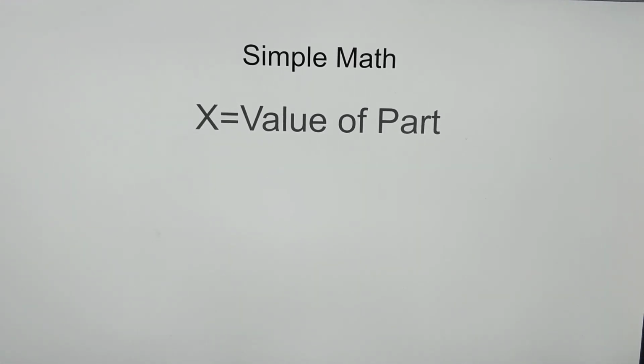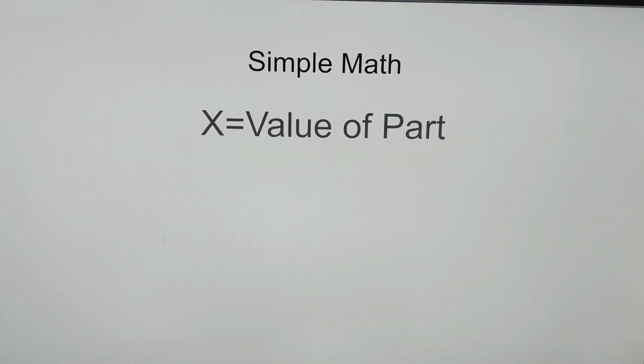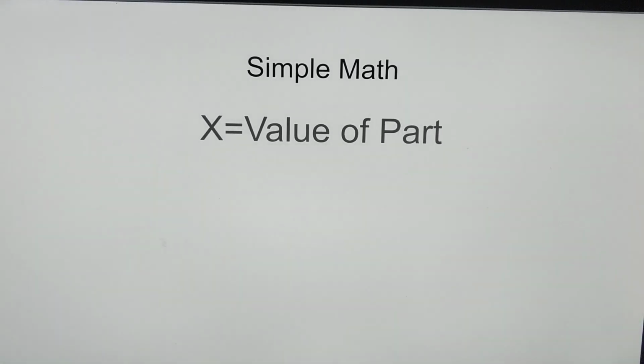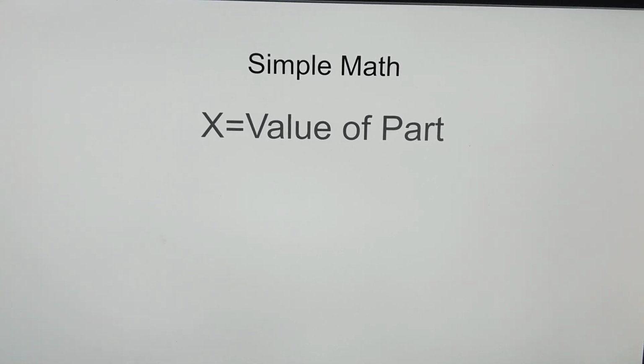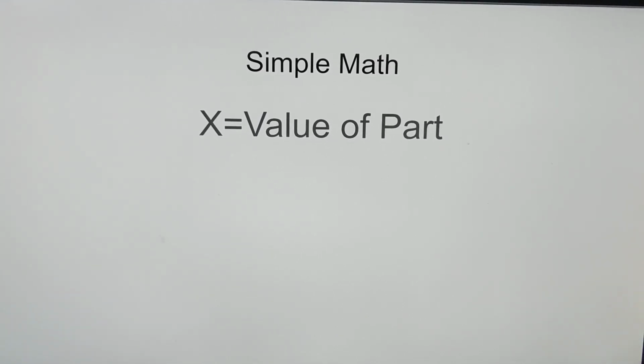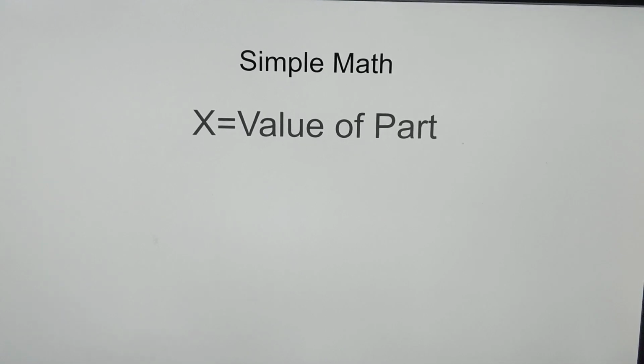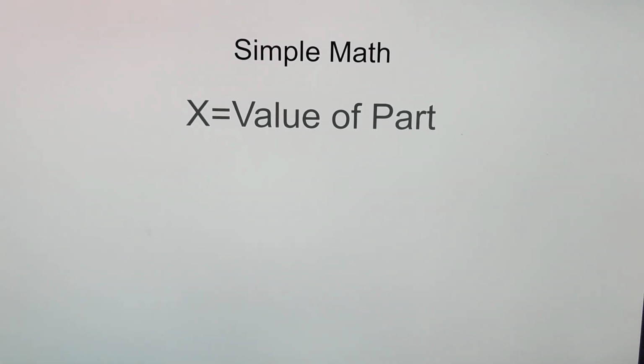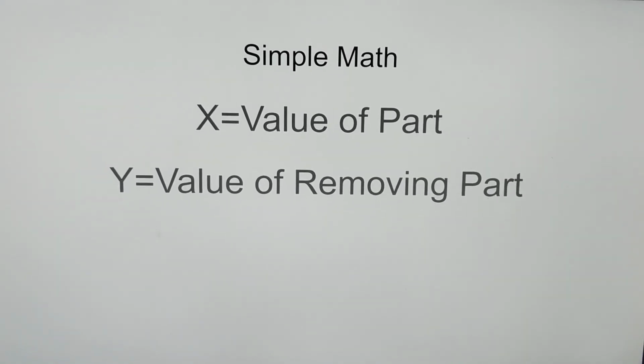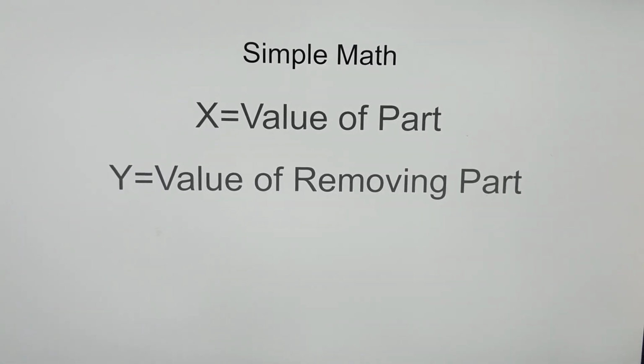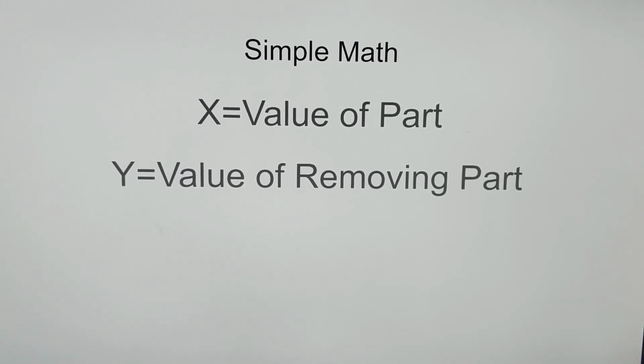One is the value of the part. How important is that body part to you? And I like to put this onto a 0 to 10 scale to make it simple, 0 being no value at all, and 10 being like your brain. Without your brain, you're nothing, right? So somewhere in between there. Then we're going to put that against the value of removing the part.